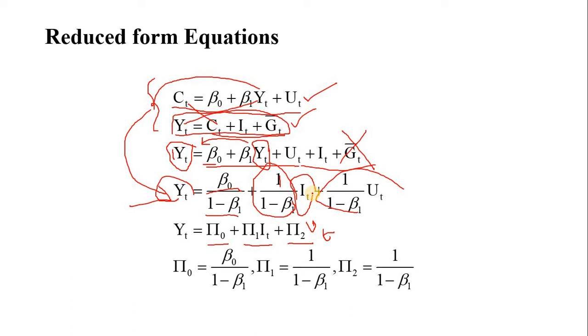In structural equations we can solve for each endogenous variable, and we can derive an equation called the reduced form equation. In reduced form equations there will be only one endogenous variable, and all the exogenous variables will come on the right hand side. So this is what is called the reduced form equation. I hope now you are clear about the difference between structural equations and reduced form equations.